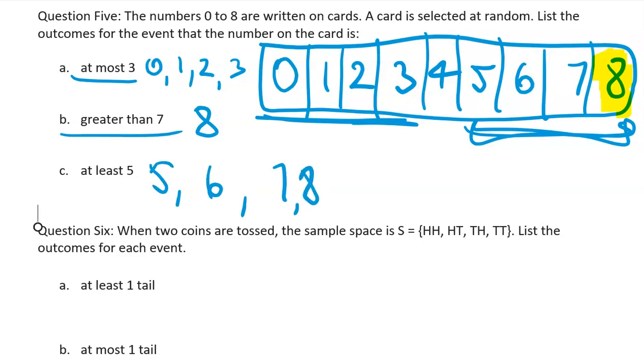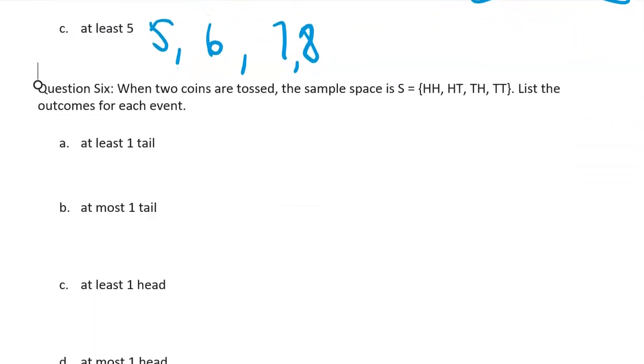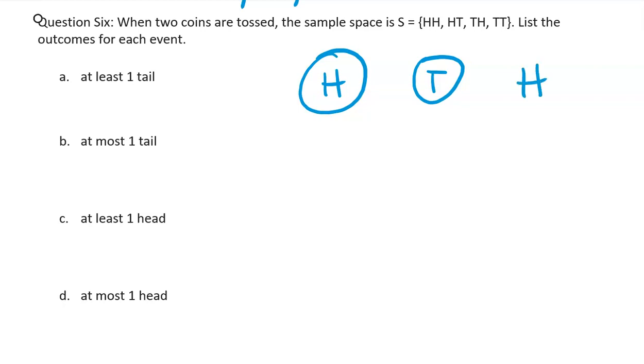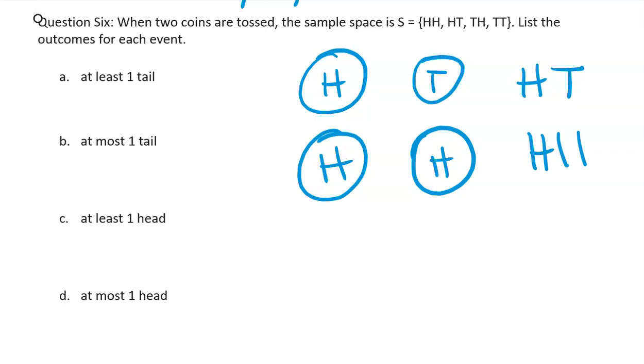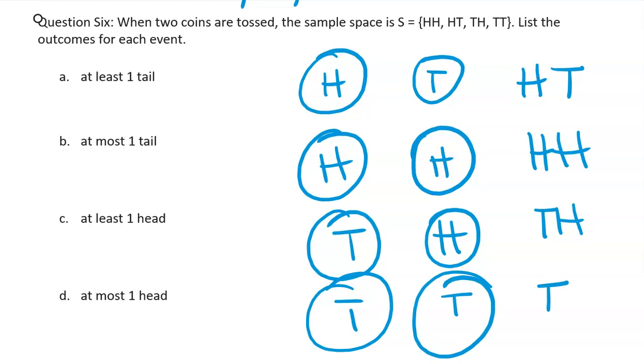All right, question 6. I've got 2 coins and they're going to be tossed. So the sample space is listed here. Now I'll explain what this means here. I've got 2 coins, heads and tails. I'm going to flip them both. So my options are, I could either flip a head and then a tails. So head, tails. Or I could flip a head first and then I could flip another head. So heads and heads. Or I could flip a tails and then a heads. So tails, heads. Or I could flip a tails and then another tails.